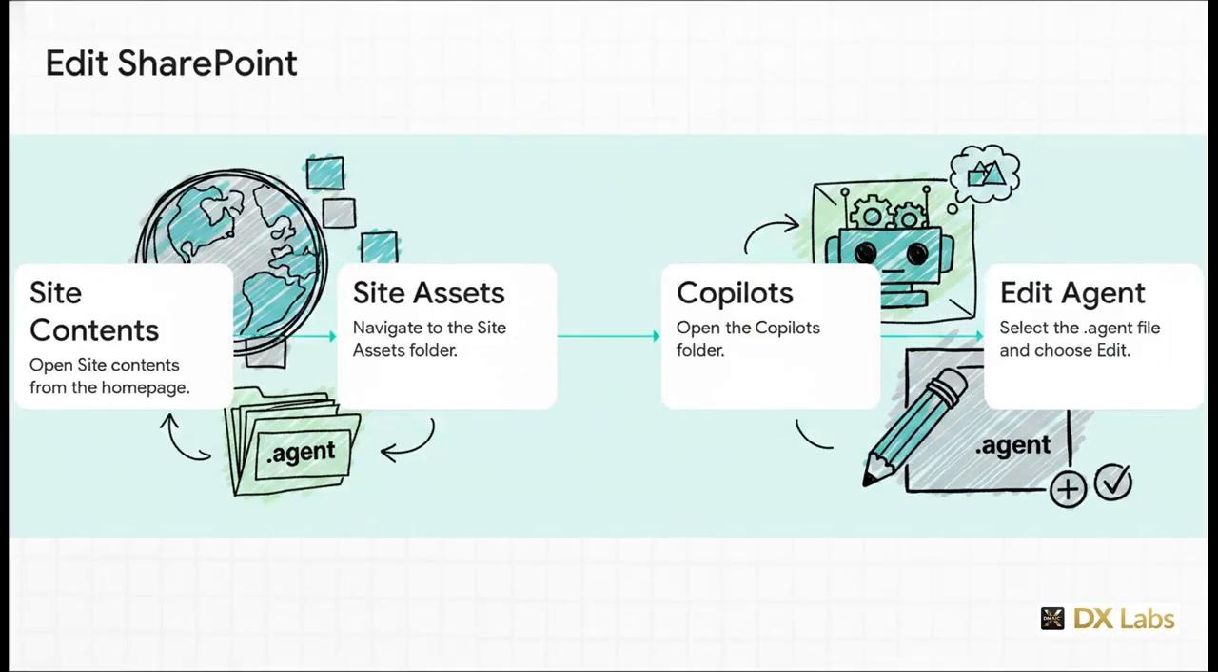But what if you're editing a SharePoint agent? Every time you create an agent in SharePoint from the home page, it's stored as a specific file type, a .agent file. To edit it, you follow these mechanical steps. Open Site Contents, navigate to Site Assets, open the Copilots folder, select the specific agent, and choose Edit.